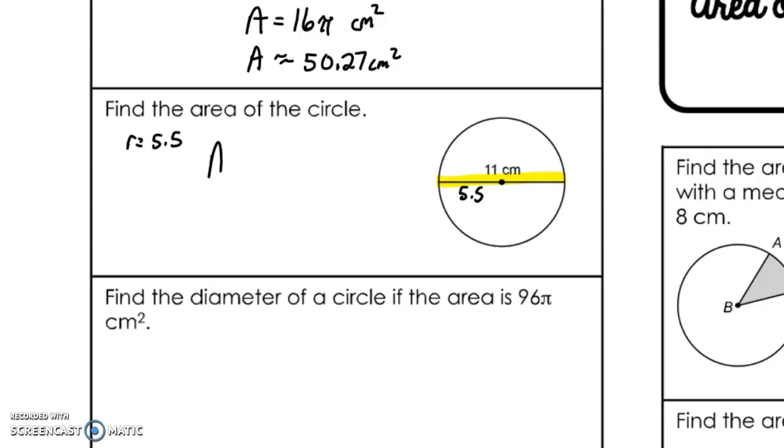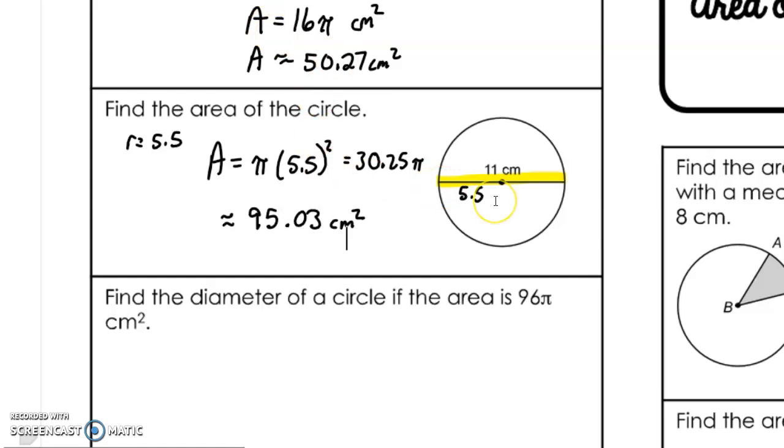All right, so we do area is pi r squared. R is 5.5 squared. So we type that in our calculator. And if you wanted the exact answer, you just have 30.25 pi, because that's 5.5 squared. But you probably want the approximate answer, so type in pi times 5.5 squared, and you get roughly 95.03. And that's centimeters squared. Area is always whatever the units are, squared.